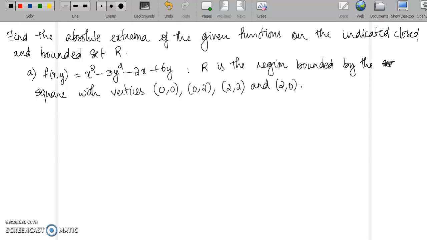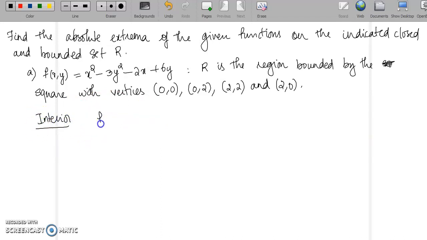Good morning all. So let us look at a few more problems on finding the absolute extrema. You are given the function f of x, y equal to x square minus 3y square minus 2x plus 6y. R is a region bounded by the square with vertices (0, 0), (0, 2), (2, 2) and (2, 0). So first let us find the critical points in the interior.